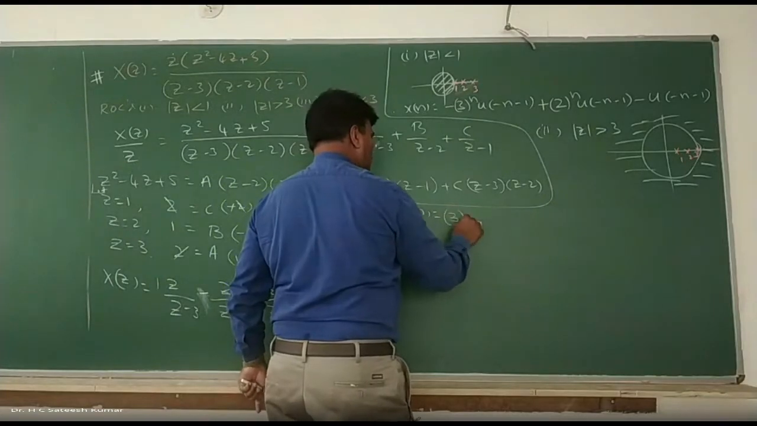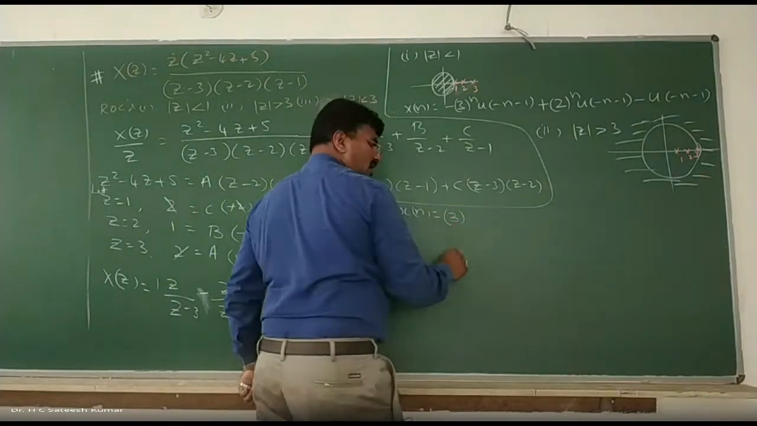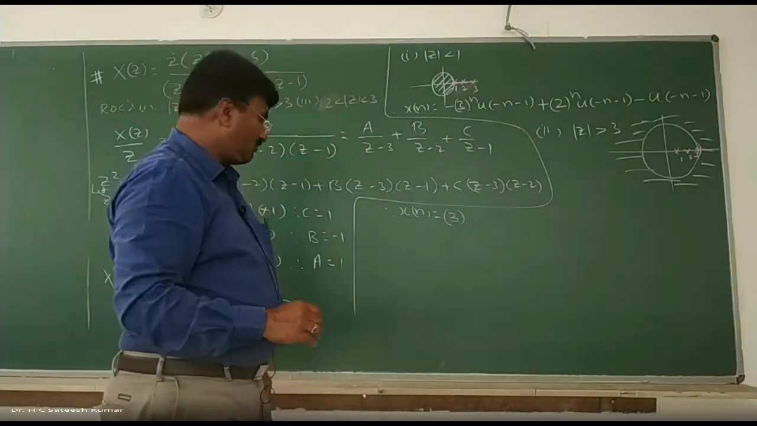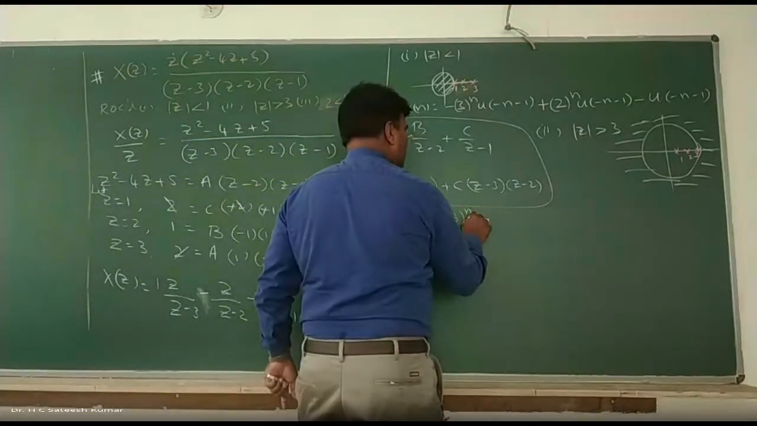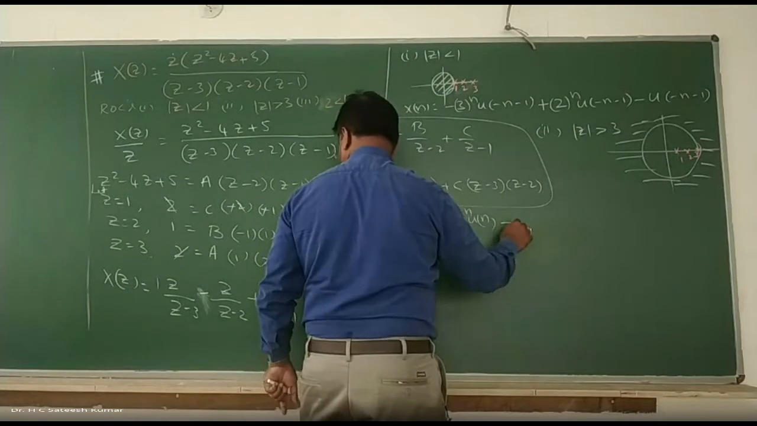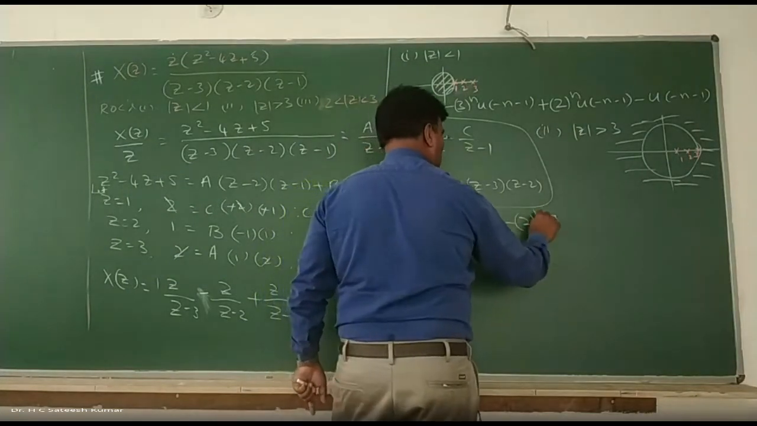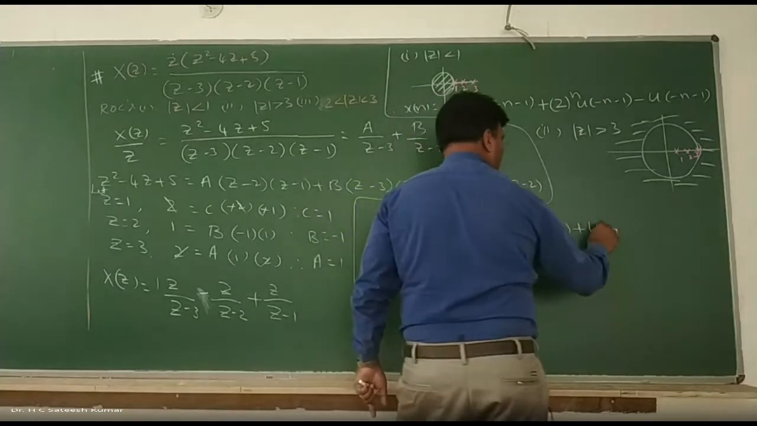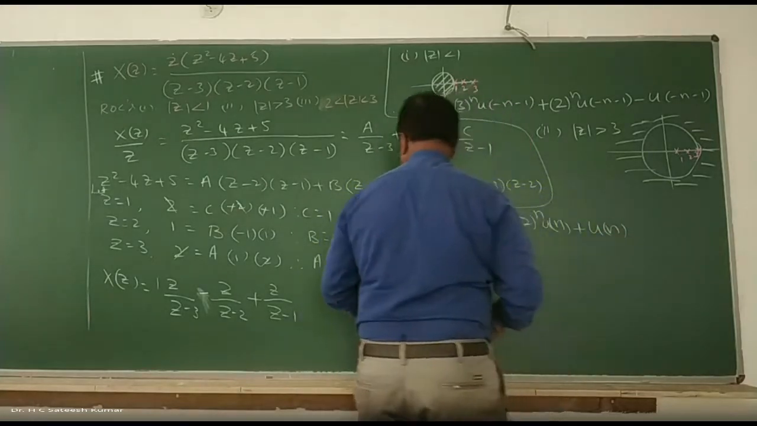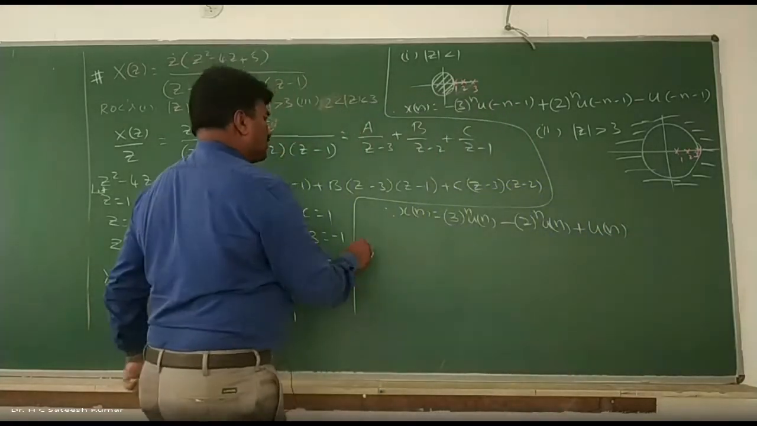A power n into u of n. z divided by z minus a has inverse z transformation a power n into u of n. So, a power n into u of n, plus minus 2 power n into u of n, plus u of n. That's how we should do it. Now go for the third one.